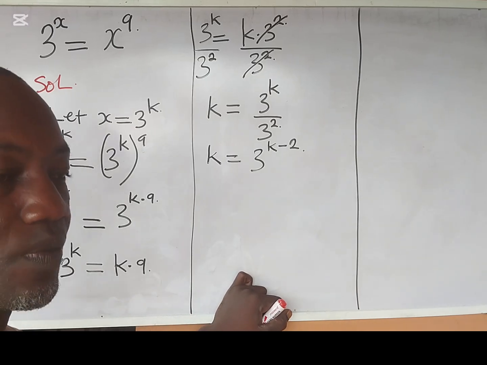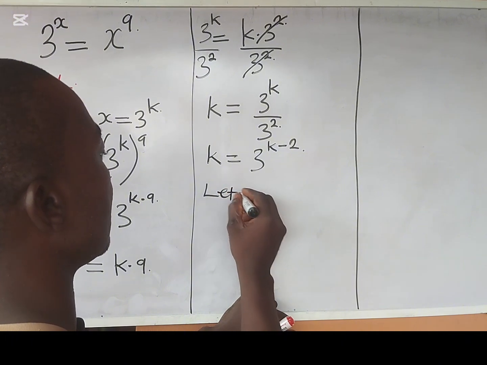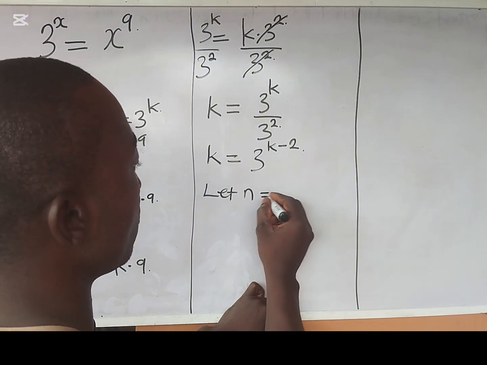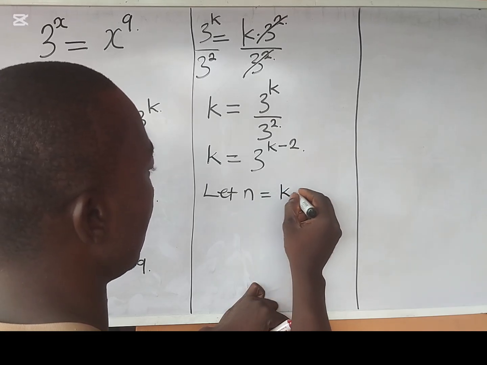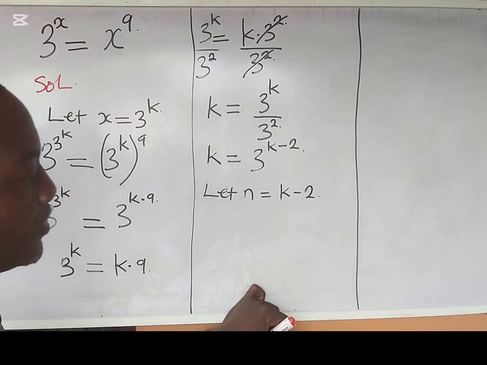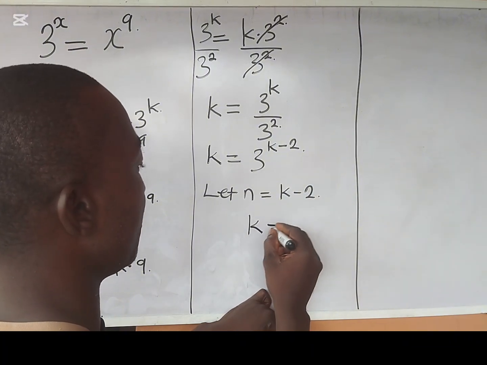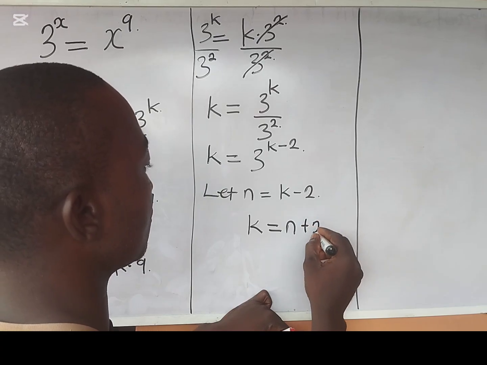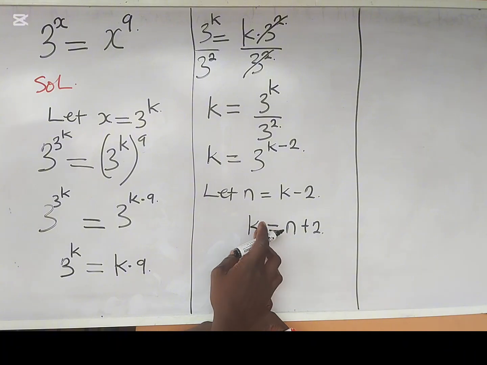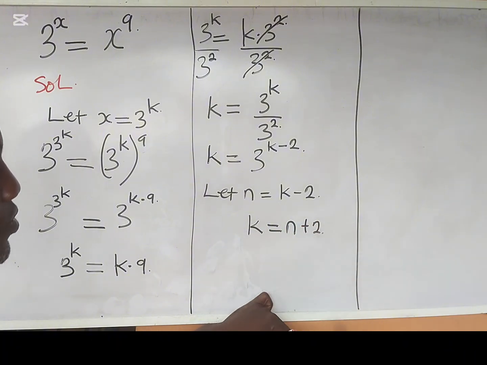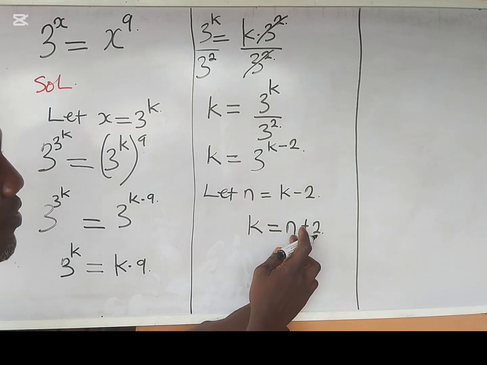It's at this point that we're going to make another assumption. Here we're going to say let n be equal to k minus 2. If n is equal to k minus 2, it means that k will be equal to n plus 2. Simply moving the minus 2 to this side of the equation gives us k is equal to n plus 2. Now we're going to rewrite this equation in terms of n.